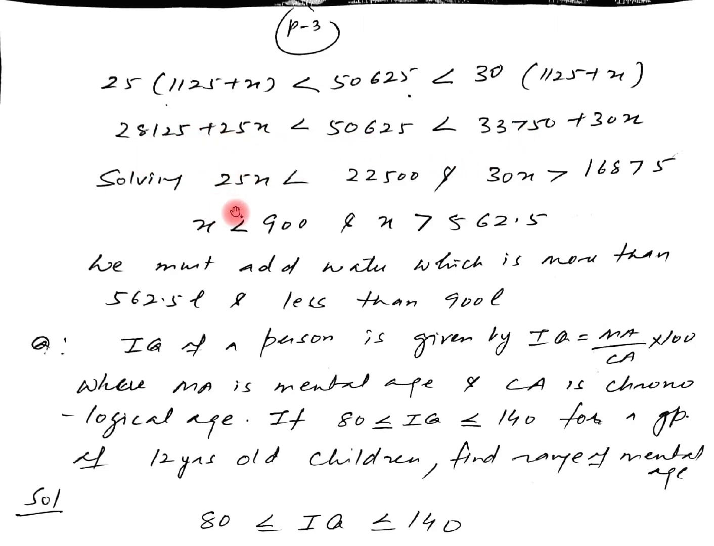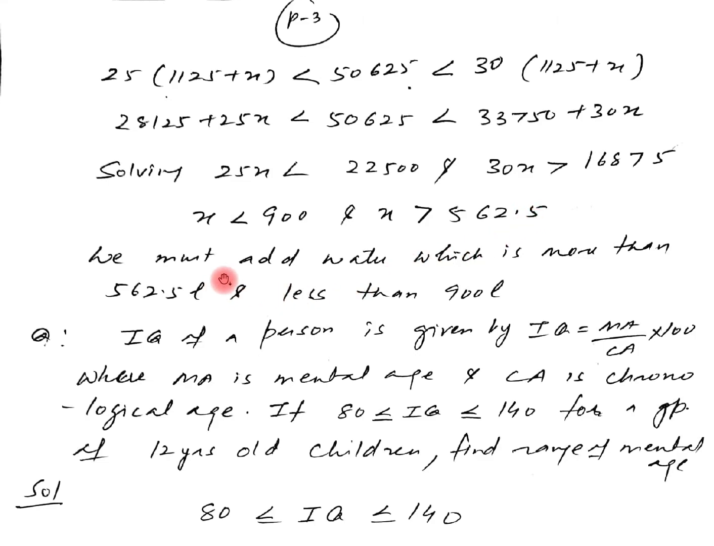First two, we are getting 25 less than 50625 minus 28125 equal to 22500. This implies x less than 900. And solving last two inequations we are getting 30x greater than 16875. Simplifying we are getting x greater than 562.5. Therefore we must add water which is more than 562.5 liter and less than 900 liter.